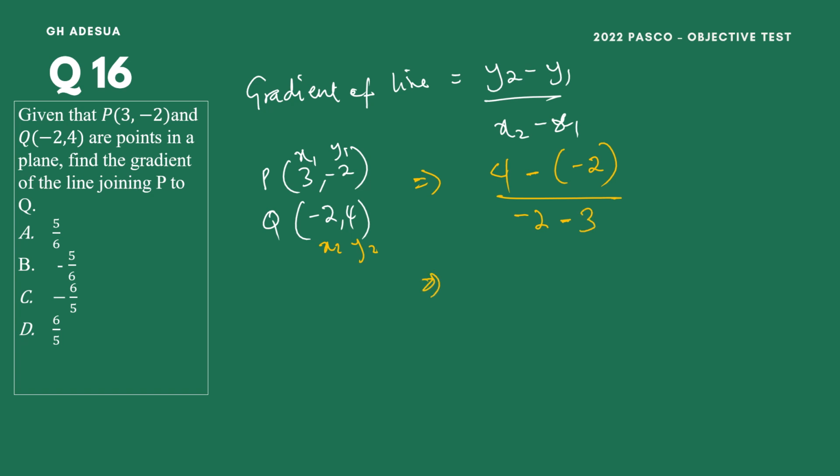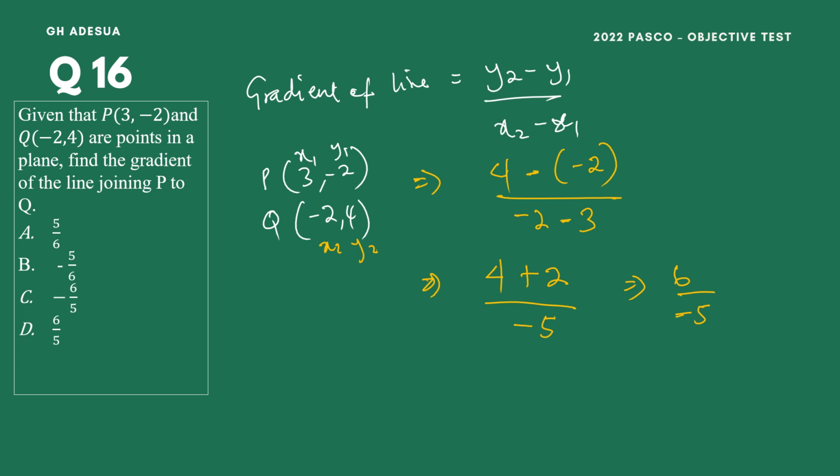Now we go ahead to do our addition and subtraction. Negative by negative is positive, so we are going to have 4 plus 2. Then we have -2 minus 3, which gives -5. So we have 6 over -5.